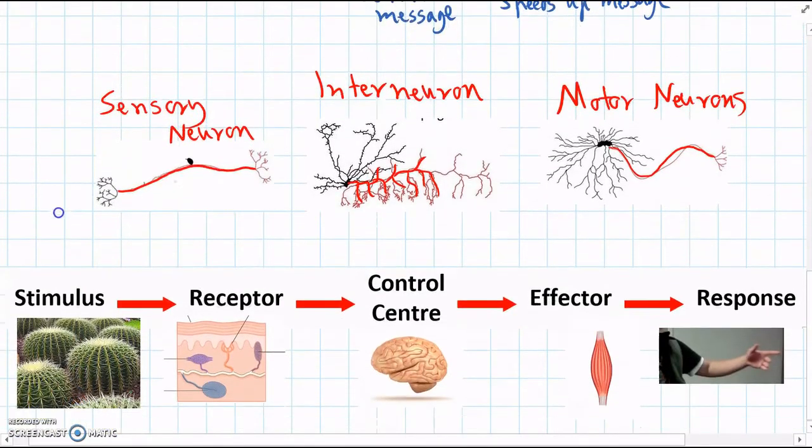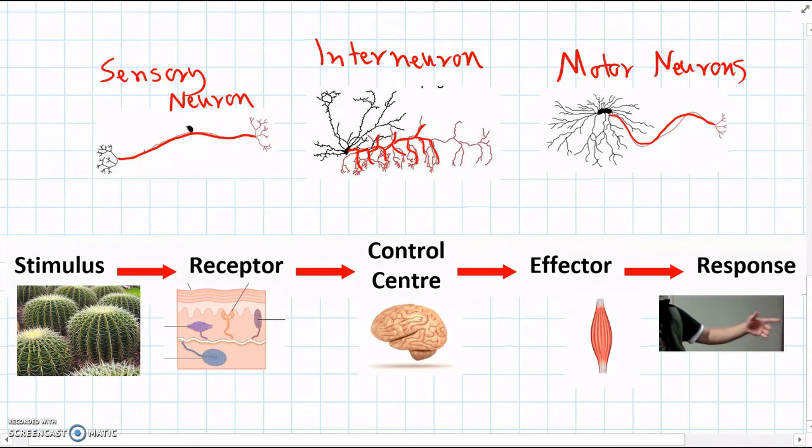Let's look at an example of what the three types of neurons do. So again, we're looking at our stimulus response model. The first step here, the stimulus, is going to be somebody touching a cactus, which I did once when I was younger. I grabbed onto a cactus. So the pain of a spine on the cactus, that's the stimulus. The receptor is going to be touch receptors in our fingers.